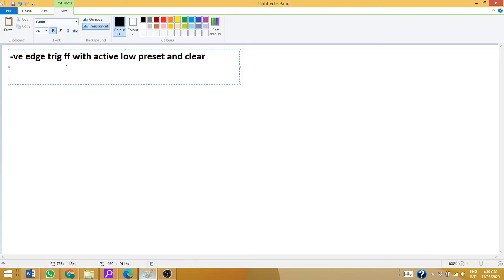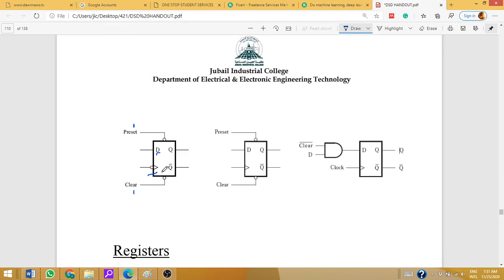Okay, more specifically, Shabab, it is better to write more specifically. It is asynchronous. Asynchronous negative edge trigger flip flop with active low preset and clear. This is the name of this flip flop. It is negative edge. Okay, why are we saying asynchronous?